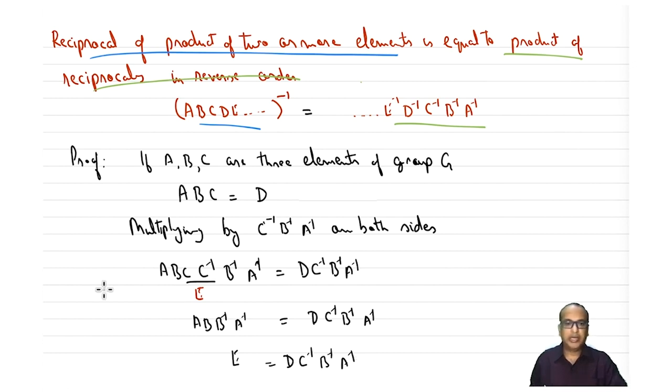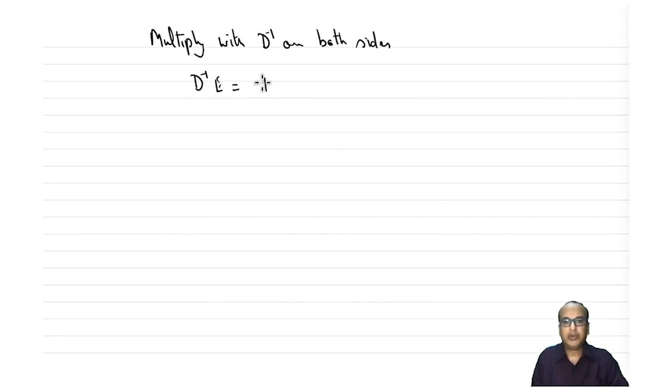Now I can take D to that side, or what I can do is multiply with D inverse on both sides. So what do I get? D inverse E is equal to D inverse D, C inverse, B inverse, A inverse. Now I can skip this E, so I can just write D inverse. D inverse D will also be equal to E, so that also is not to be written. C inverse, B inverse, A inverse.